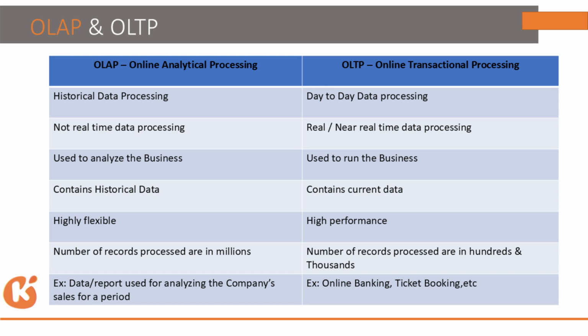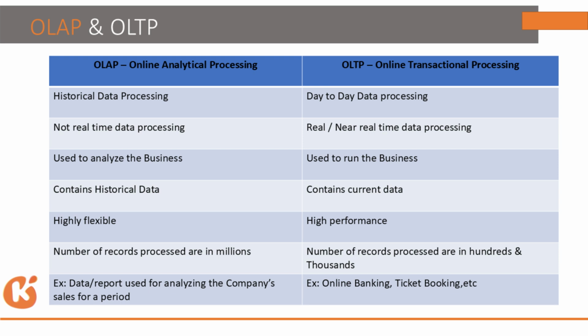And OLAP will have millions of records, since it's processing historical data, so the number of records will be more in OLAP. For OLTP, the number of records will be a few hundreds in total, because it will process only the particular transaction data. So the number of records will be much smaller in the OLTP process. So there is a difference.